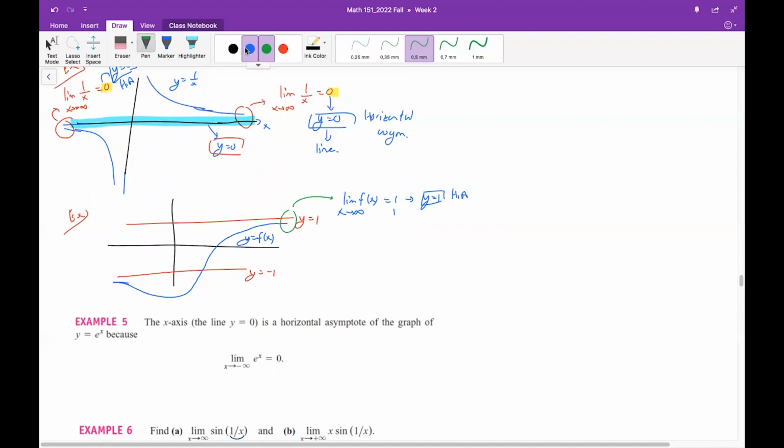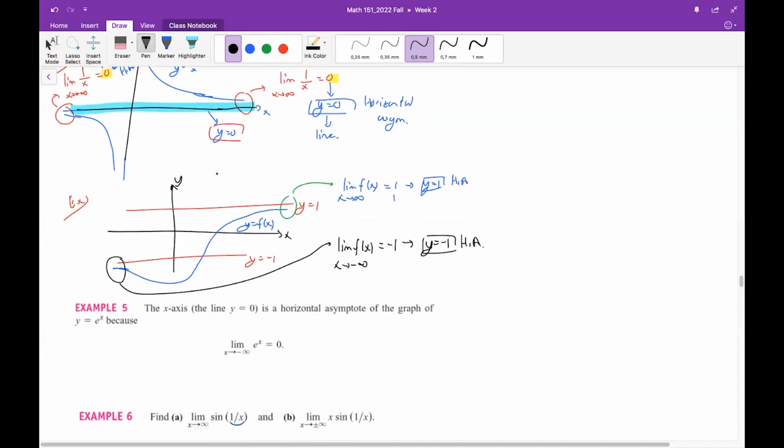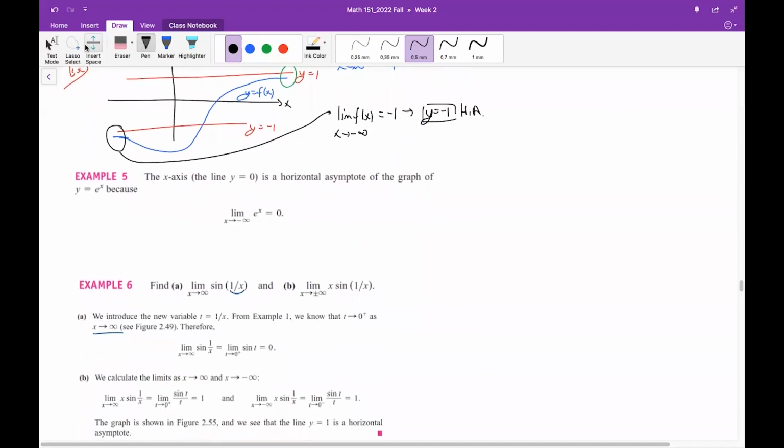What happens here? On the other part, let's look at the limit and investigate the behavior of our function as x goes to minus infinity. You see, this time, all the values are approaching the y equals minus 1 line. So the limit is minus 1. And this line is the horizontal asymptote on this side, okay? So this example shows that a function may have two different horizontal asymptotes, or they may be the same as in this case.